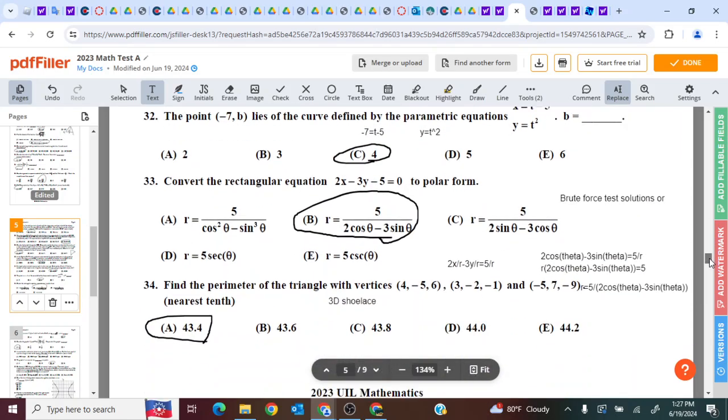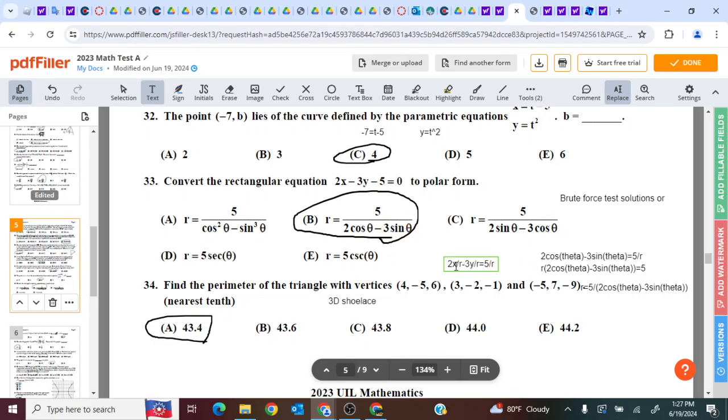33. Convert the rectangular equation to polar form. Personally, when there are problems like this that look like they could take a while, I just like to map this equation into y1, and then map these r equations and figure out which equations are the same. If you do that, it turns out the answer is B. But you can also prove it algebraically.